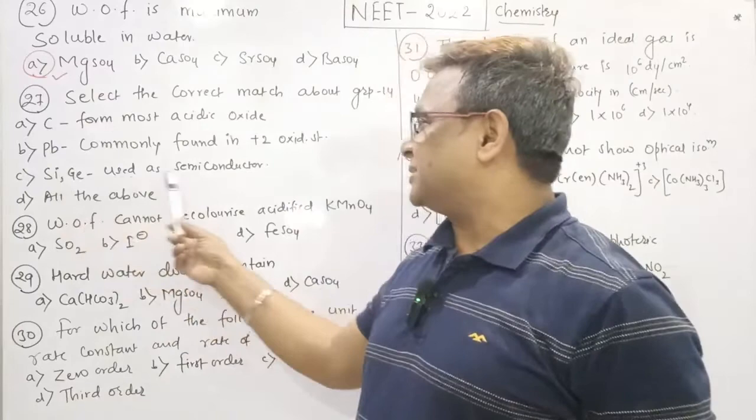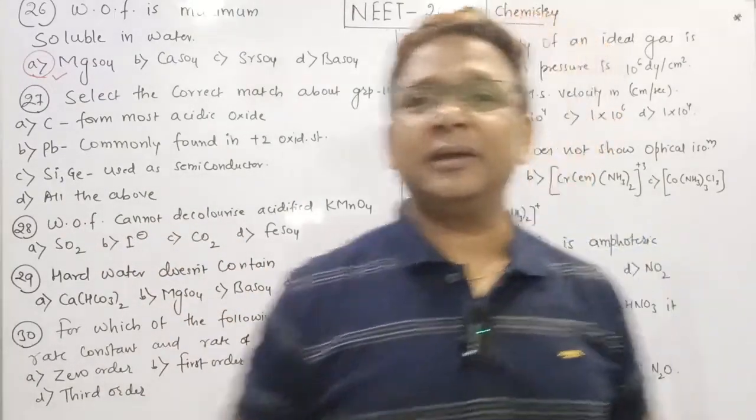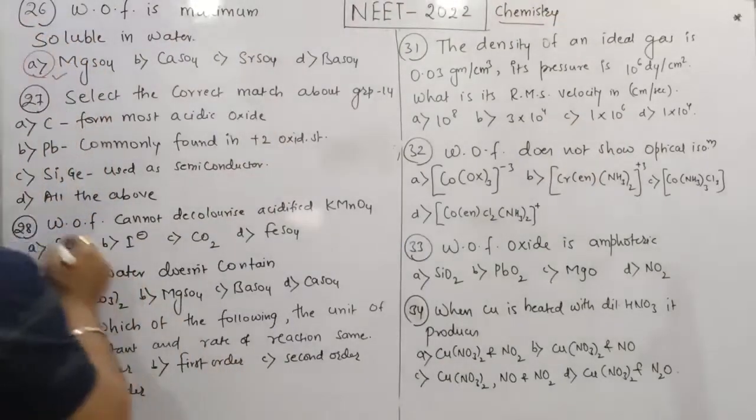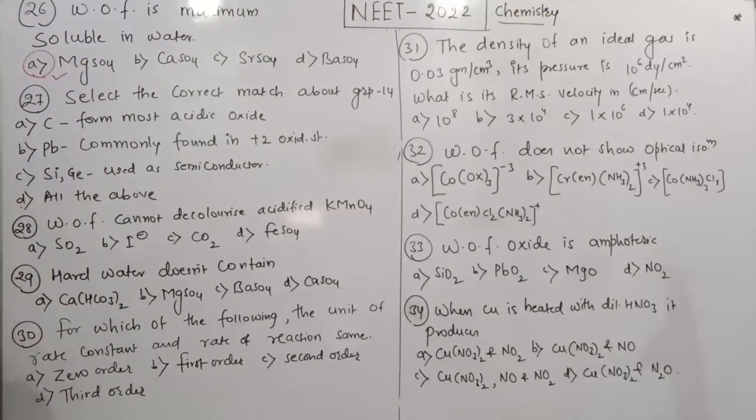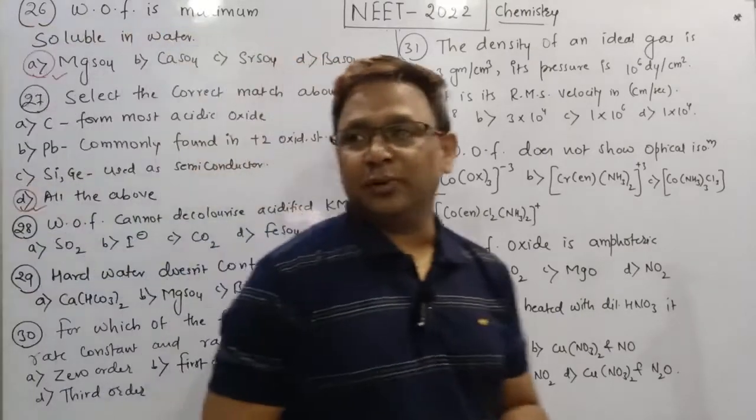Silicon and germanium are used as semiconductors. Yes, silicon and germanium are used as semiconductors. We can say option 4th is correct here. That is all of the above. So we can say option D is correct here. Question number 28 now.